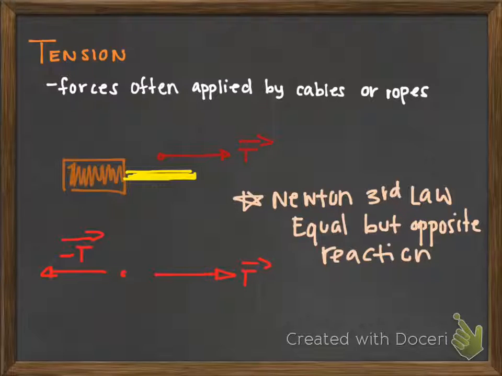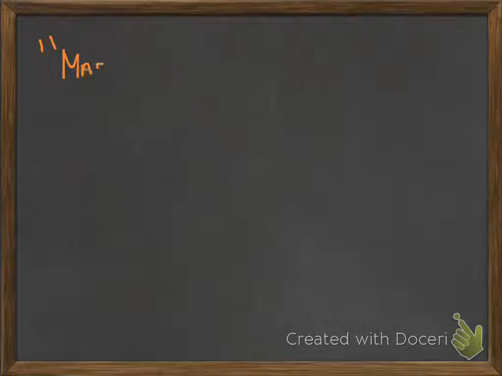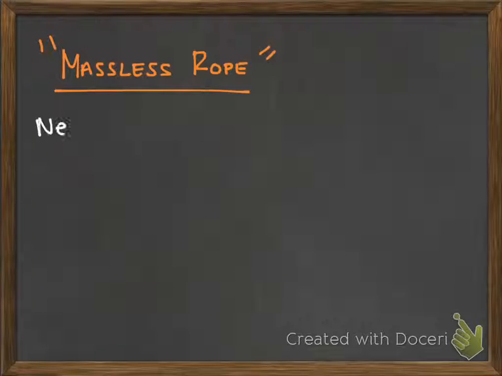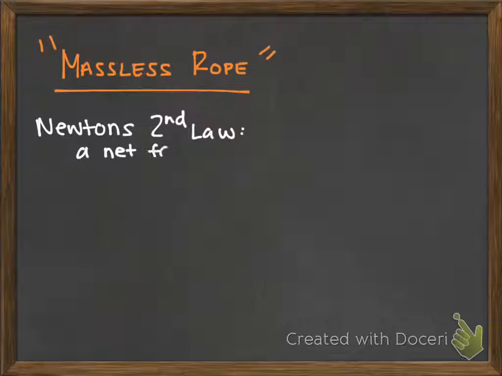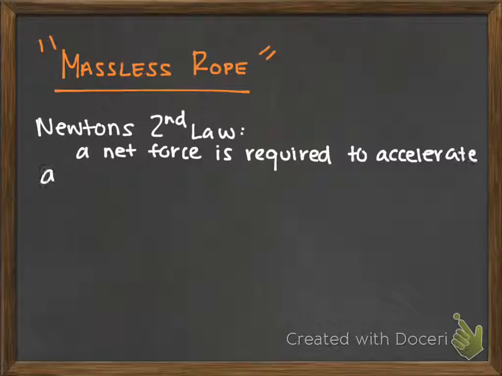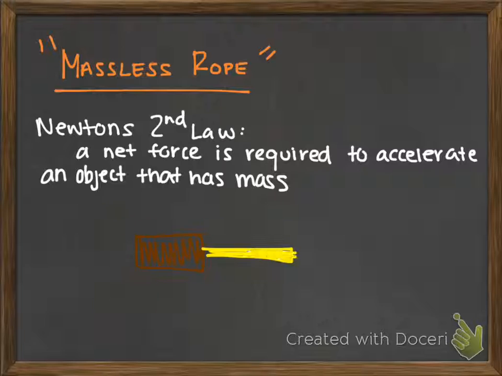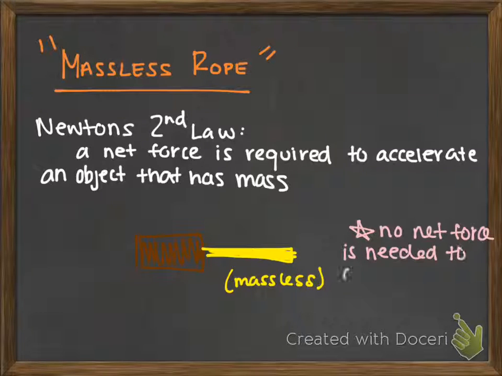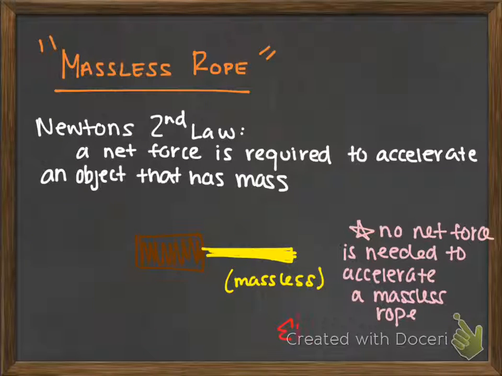And then we have the concept of a massless rope. We have this concept because Newton's second law of motion states that a net force is required to accelerate an object with mass. So if there is no mass on a rope, then that means there is no net force. And that just makes it easier for us to attain the net force of the box.